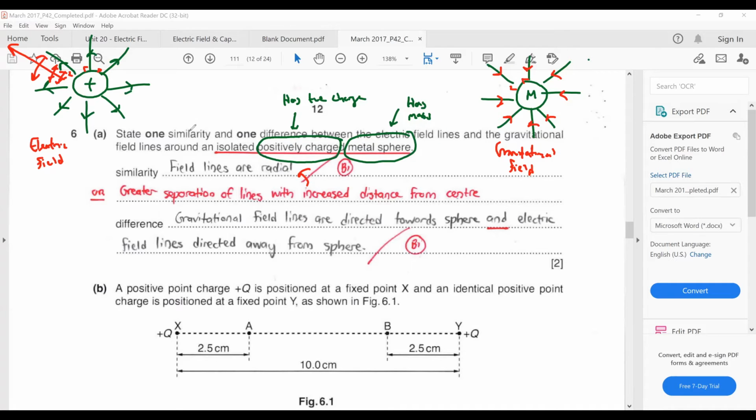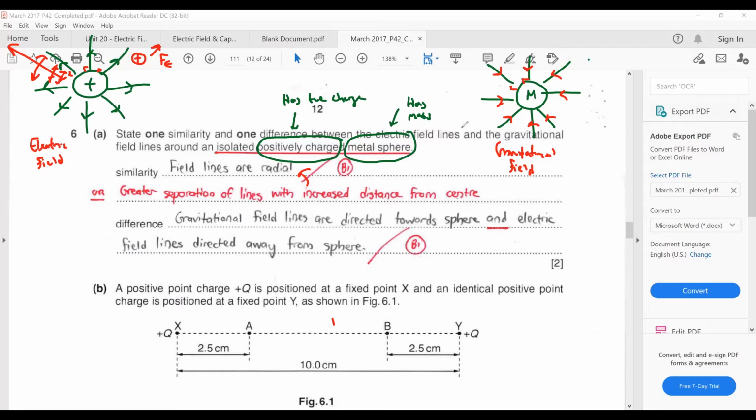But what is the difference between your gravitational field lines and electric field lines? It's just simply this. You remember that for electric field, your direction of electric field is determined by direction of force on the positive test charge placed in the field. So if this is positive and this is a positive test charge, your electric force is in this direction, your field direction will follow the direction of force on a positive test charge.